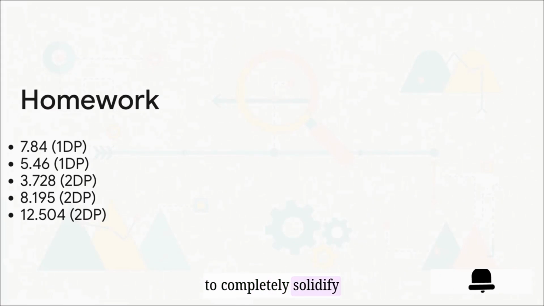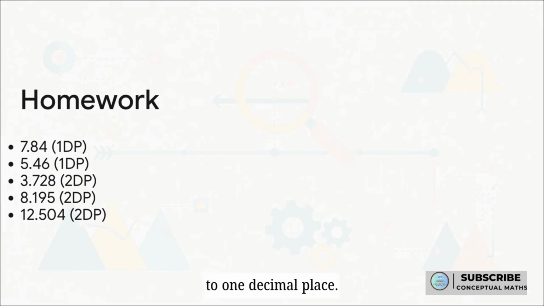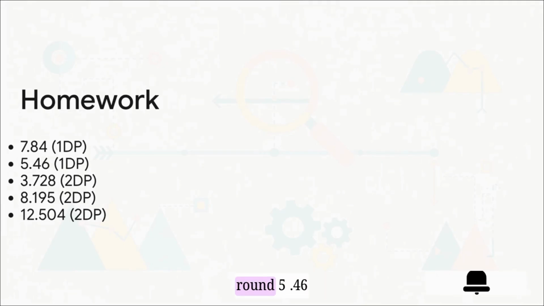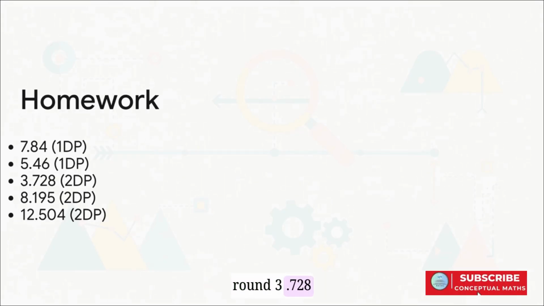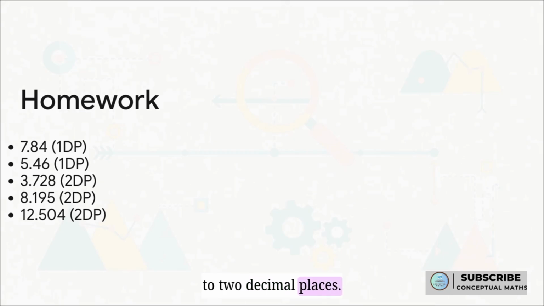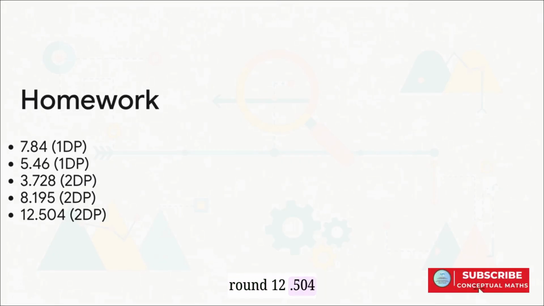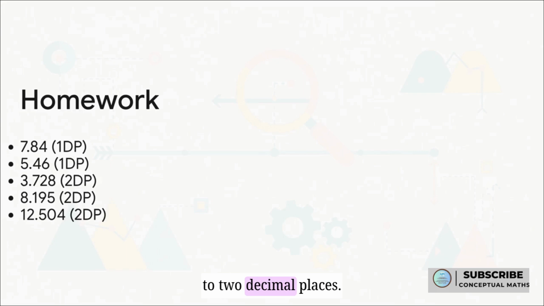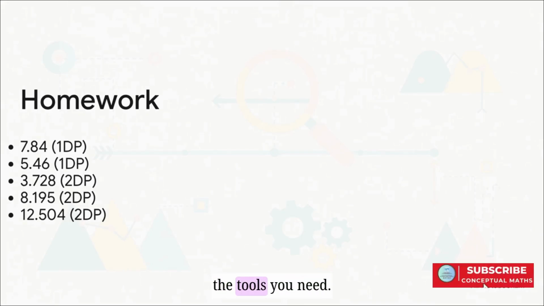Now, to completely solidify that new superpower, here are your homework questions. Number 1, round 7.84 to 1 decimal place. Number 2, round 5.46 to 1 decimal place. Number 3, round 3.728 to 2 decimal places. Number 4, round 8.195 to 2 decimal places. And number 5, round 12.504 to 2 decimal places. Go ahead and pause the explainer right now, write these down, and solve them on your own. You have all the tools you need.